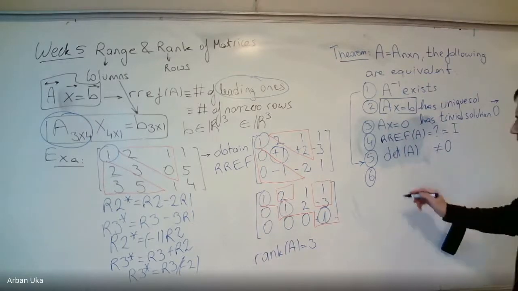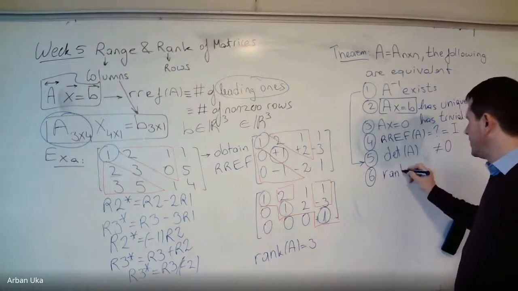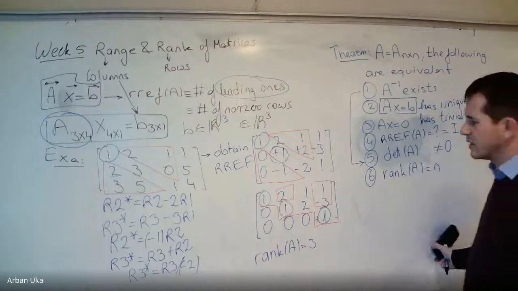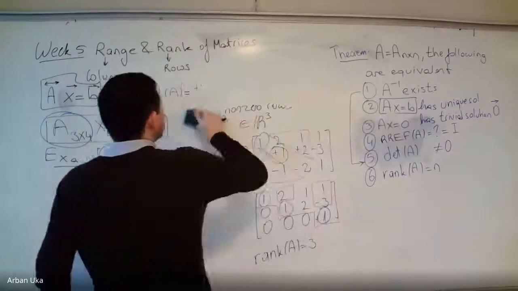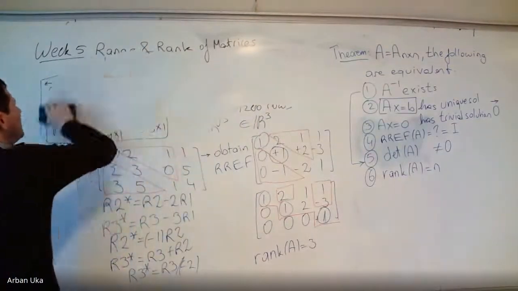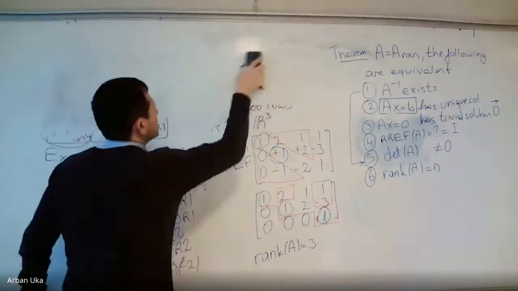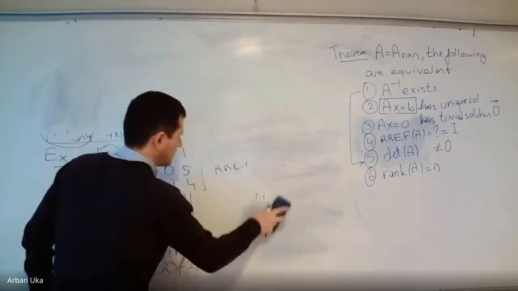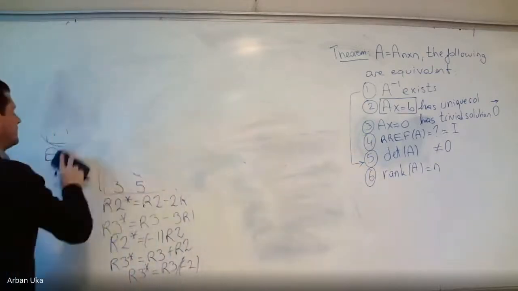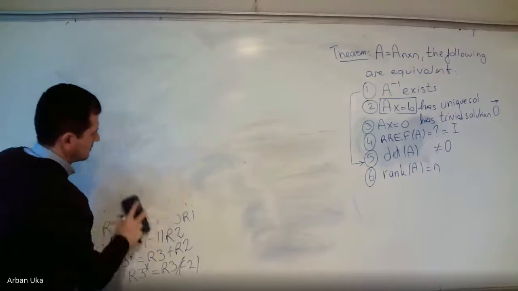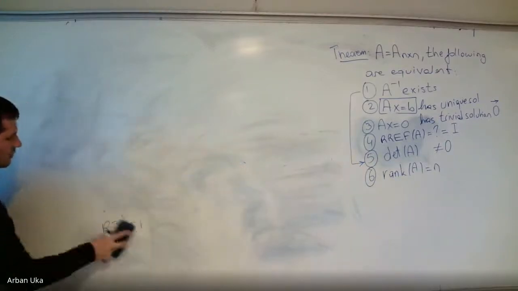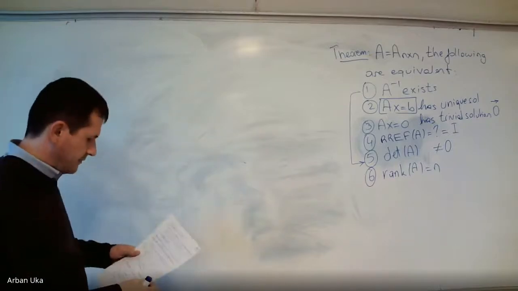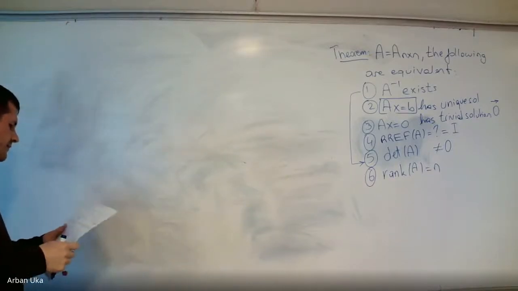And the last statement is the following. The rank of A is equal to n. Okay? So the rank of a matrix which has an inverse is n. Then this is the statement.